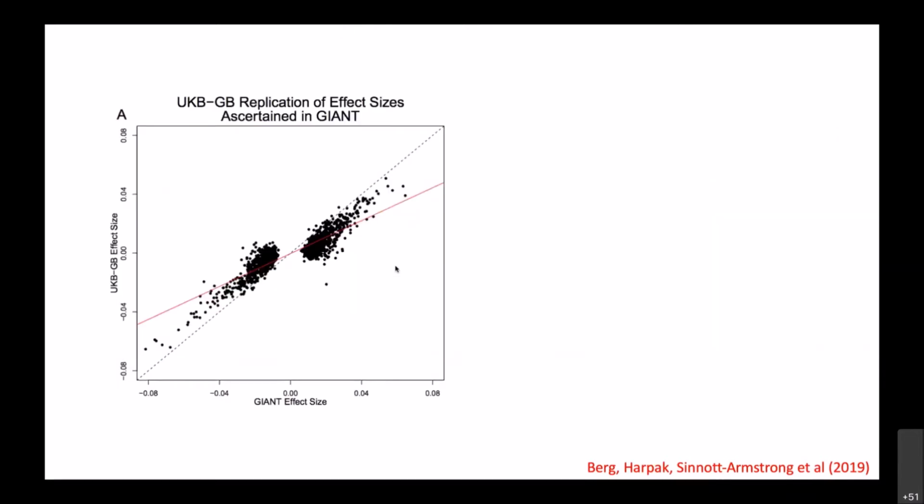We dug into it a little bit, and what we found is that we think the effect sizes generally do replicate across these two data sets. In this figure, I'm showing you effect sizes from the earlier GWAS, this giant consortium GWAS, plotted against effect sizes from the UK Biobank, and you see that on balance, when you have a positive effect in the earlier GWAS, you also have a positive effect in the UK Biobank GWAS.